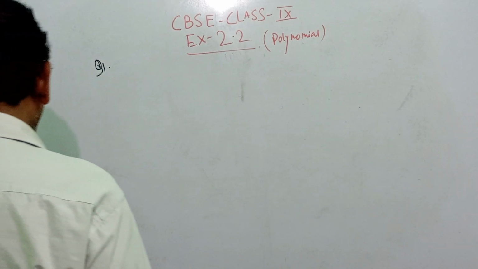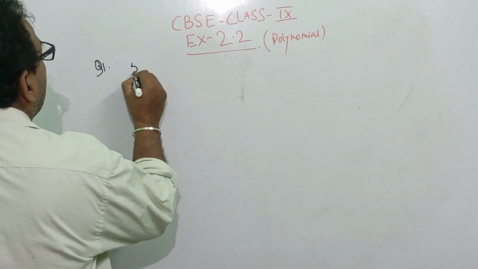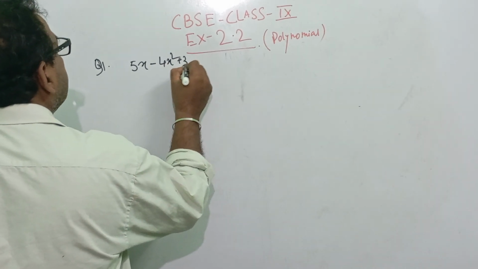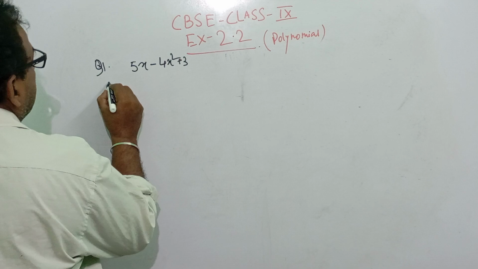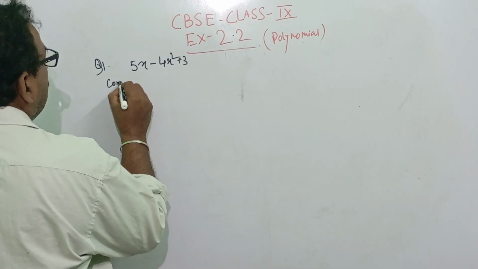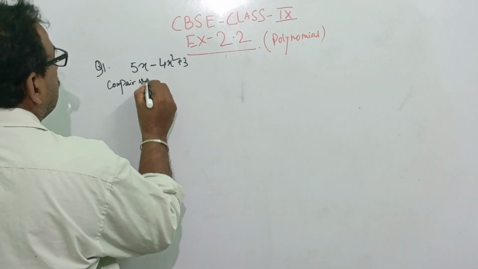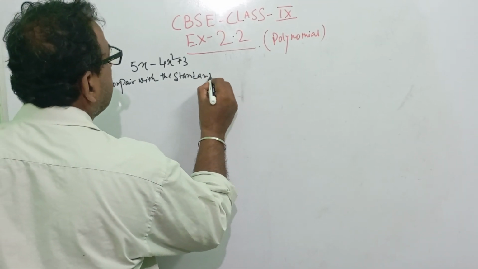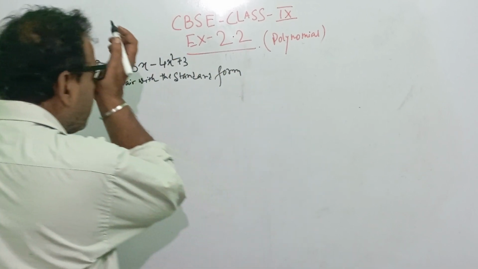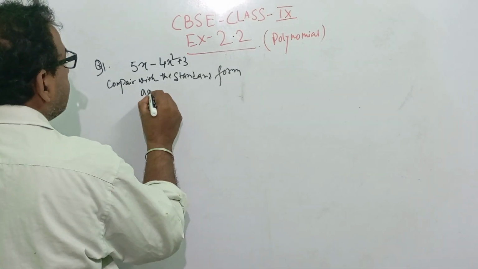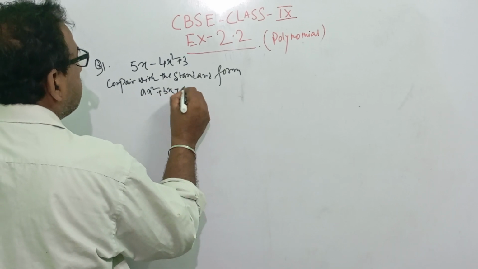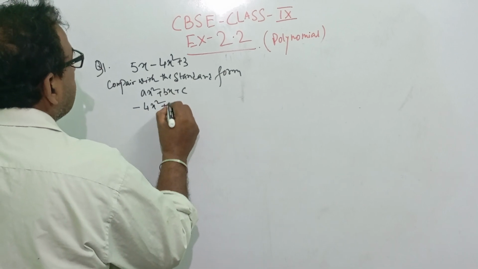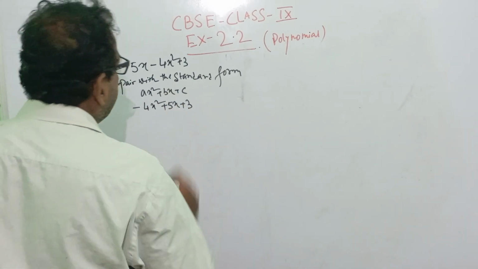Find the value of the polynomial 5x minus 4x square plus 3. Then answer: compare with the standard form, which is ax square plus bx plus c. Now what is this? Minus 4x square plus 5x plus 3.